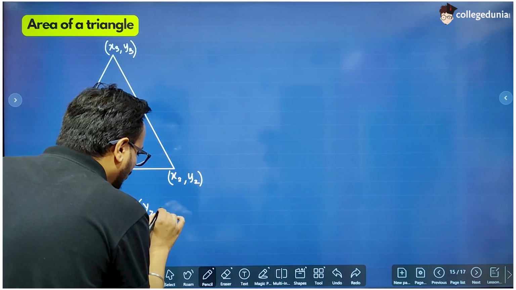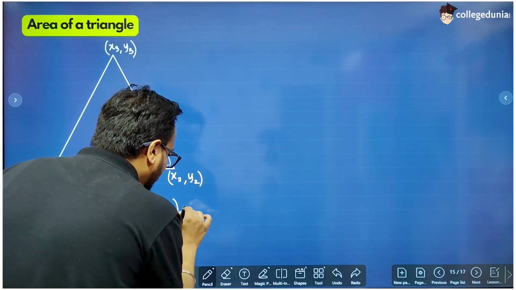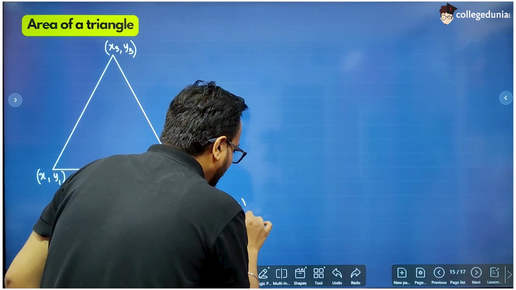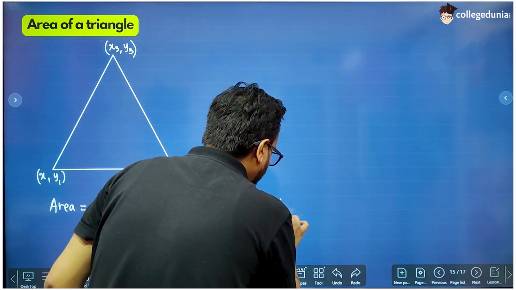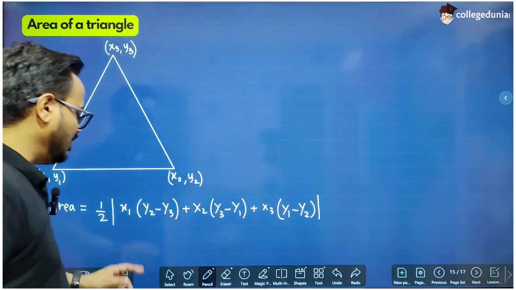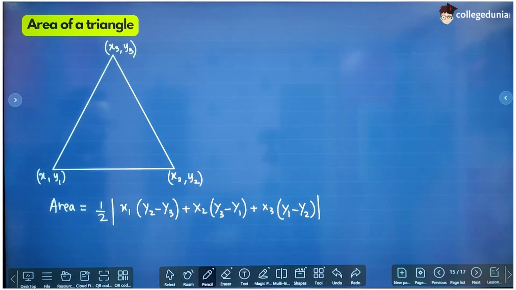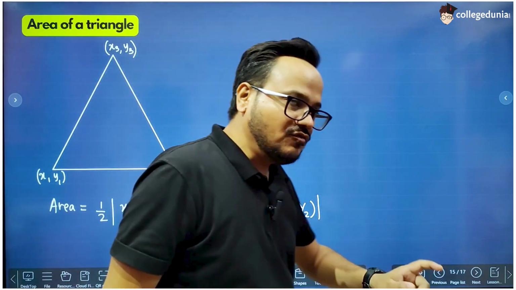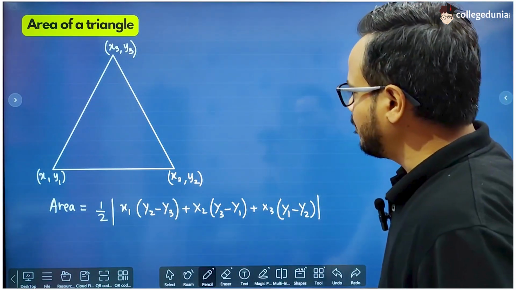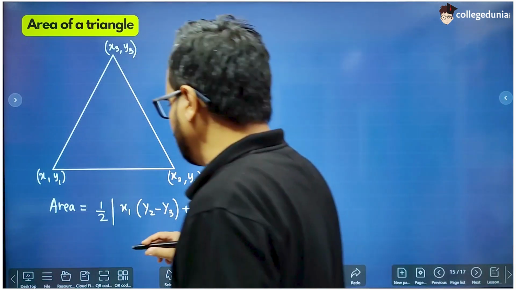Half mod of x1 (y2 minus y3) plus x2 (y3 minus y1) plus x3 (y1 minus y2). And we have taken this in mod. Mod means if this answer is negative, we will take it as positive because area cannot be negative. And this formula is very easy to remember.